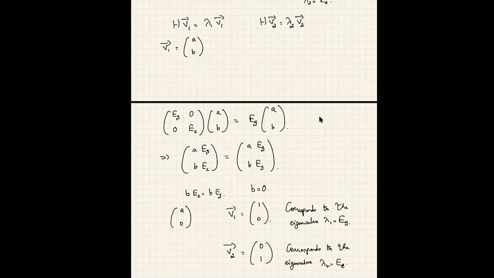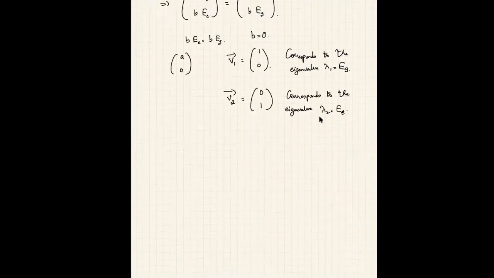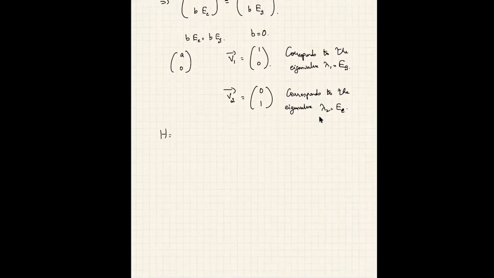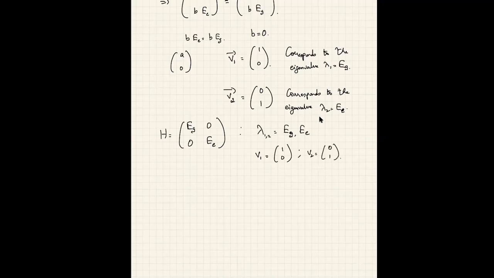Okay. So this has a very nice form. If I'm given the matrix H, which is EG 0, 0, EE, my eigenvalues and eigenvectors are very straightforward to determine. My eigenvalues are basically the diagonal elements. Lambda 1, 2 is basically EG, comma EE, and V1 is basically 1, 0, and V2 is basically 0, 1. All right.